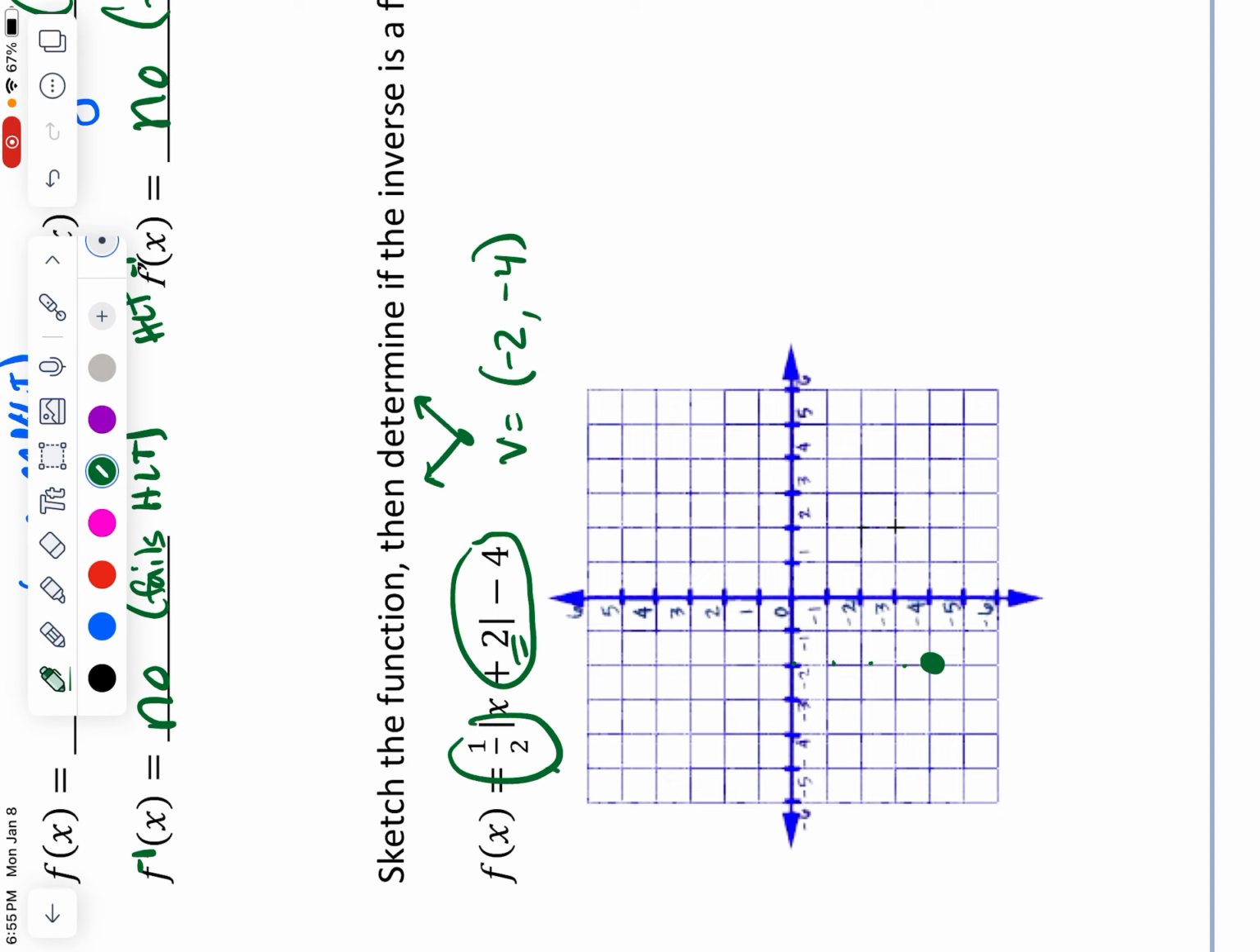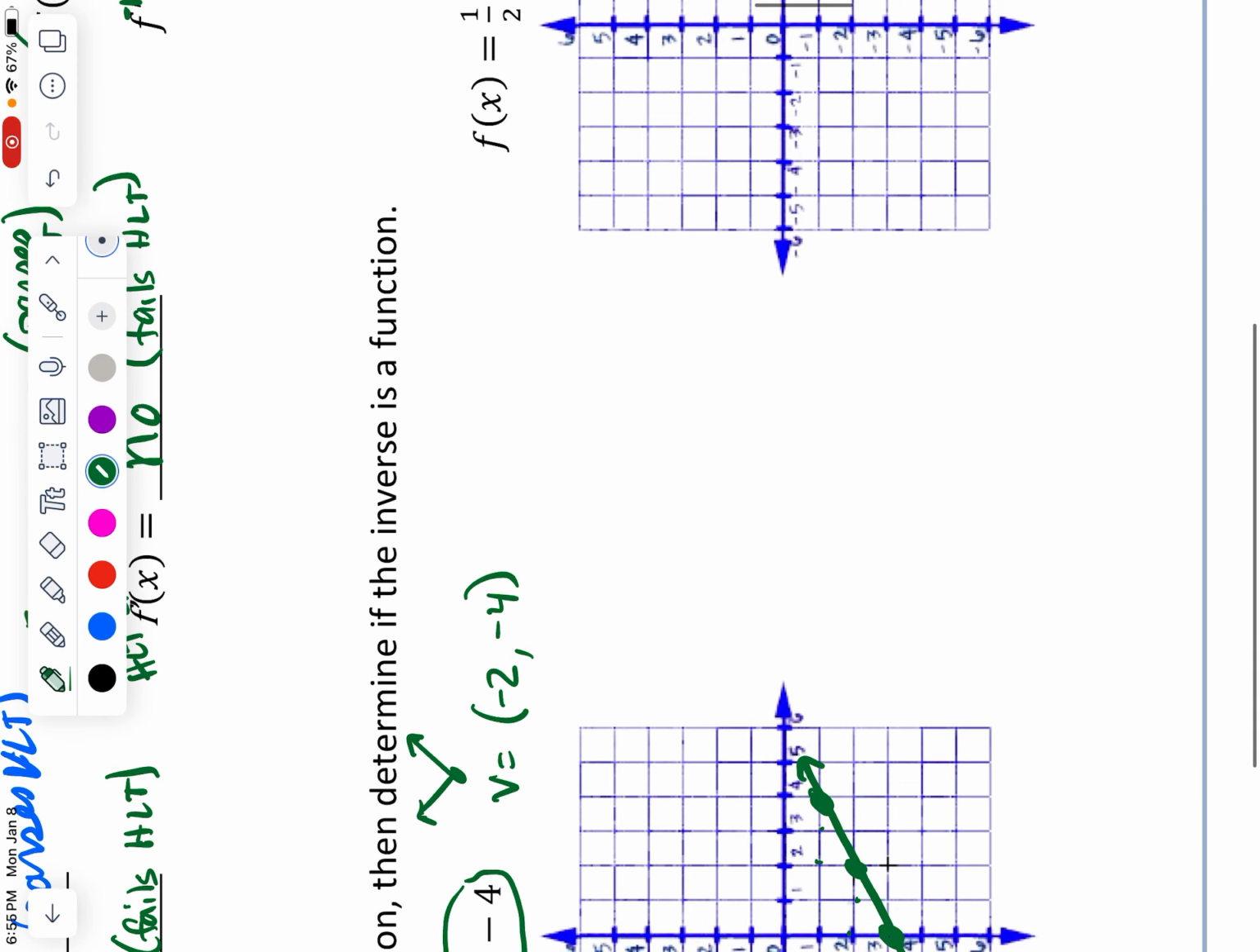And then this number, the easiest way to use that is to use it as the slope of the right side, knowing it's a V. So I'm going to go up 1 over 2, up 1 over 2, up 1 over 2. Then to get the other side of the V, I go up 1, back 2, up 1, back 2. So that is my graph of f of x.